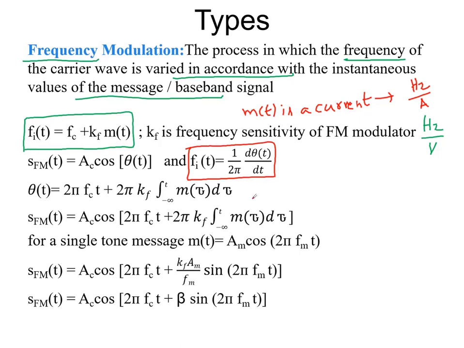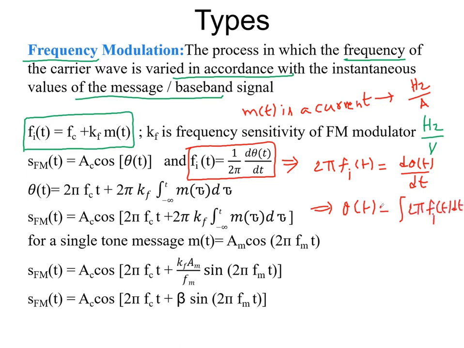Now, in the current case, how do you arrive at theta of t from here? You take 2 pi Fi of t, which is becoming d theta of t by dt. From this, if you arrive at theta of t, it should be equivalent to 2 pi times the integral from minus infinity to t of Fi of tau d tau. Okay, both variables should not be the same.